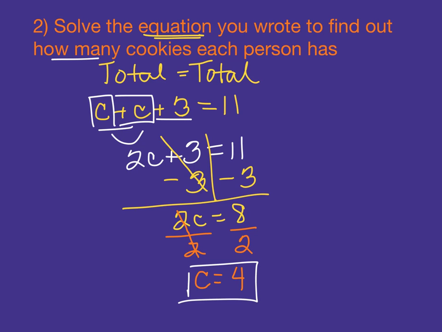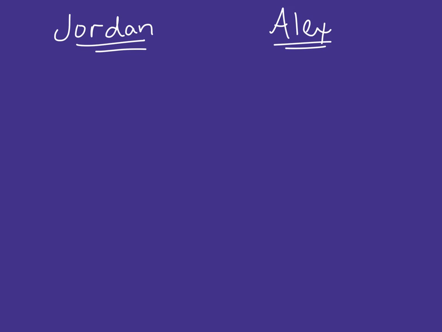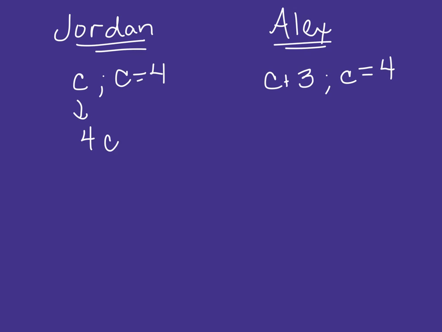We still haven't found how many cookies each person has. So the next thing we need to do is substitute into each of those expressions now that we have a value for the missing variable. So we've got Jordan and Alex. The expression for Jordan was C. The expression for Alex was C plus 3. For each of these, because I do the same thing every time, I have to state what the value of the variable is. In this case, it's C equals 4. I do that every single time, so it's very, very clear what I'm doing to solve my problems. So C is a simple substitution for cookies for Jordan.